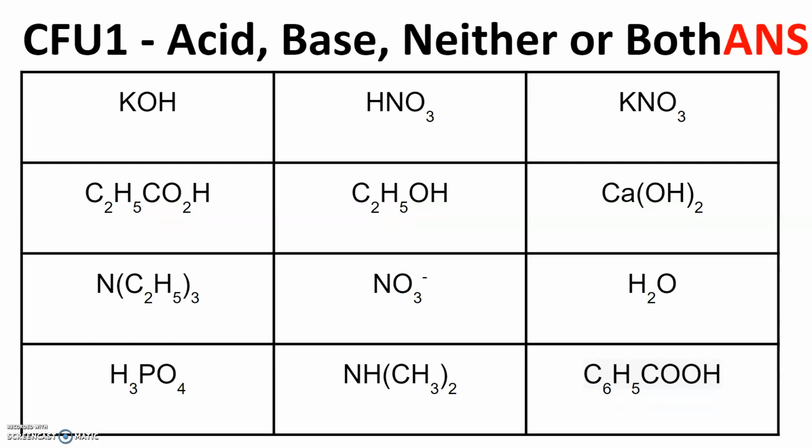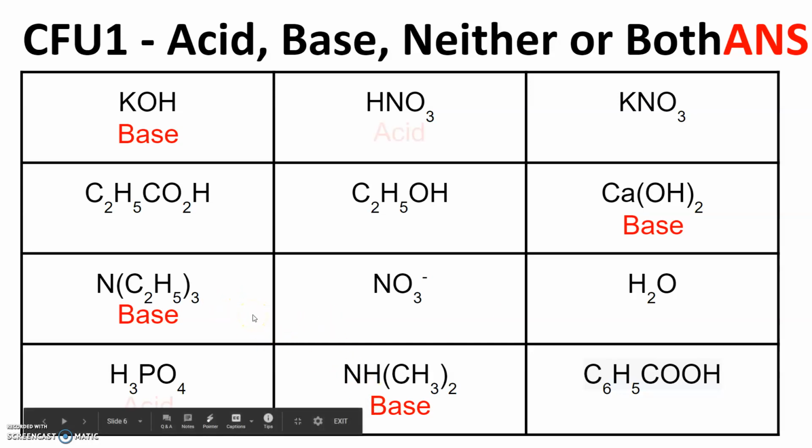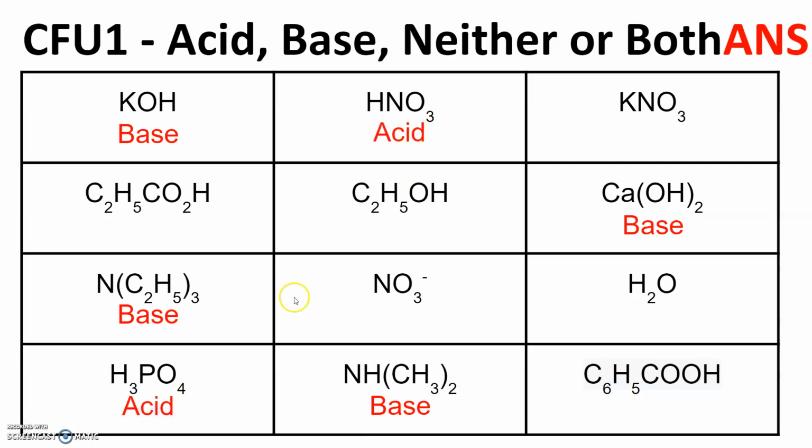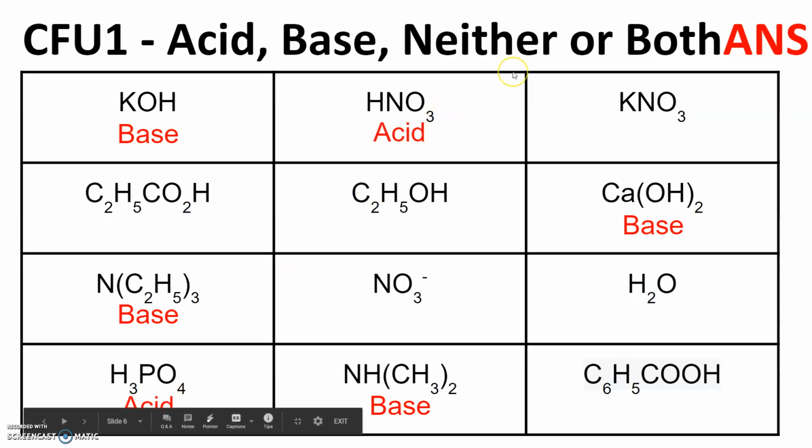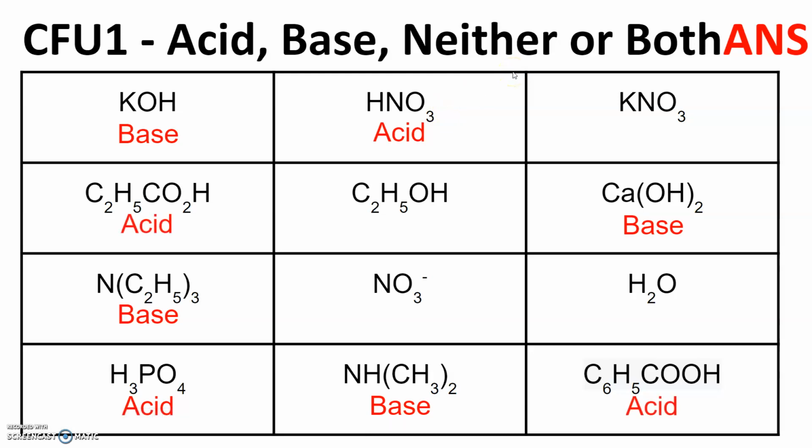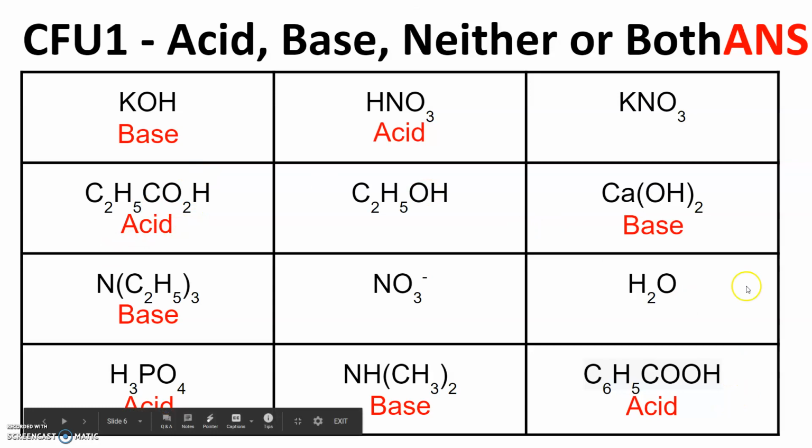Okay, so let's start with identifying some bases here. KOH and calcium hydroxide are bases because they're metal hydroxides. Here we have 2 amines. Those are bases. Now let's look at some acids. We have these acids here with hydrogens in the front. And then we also have 2 acids here with COOH in the back. Remember, hydrogen in the front, COOH in the back is an acid.